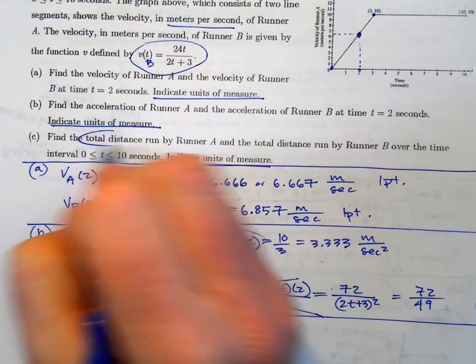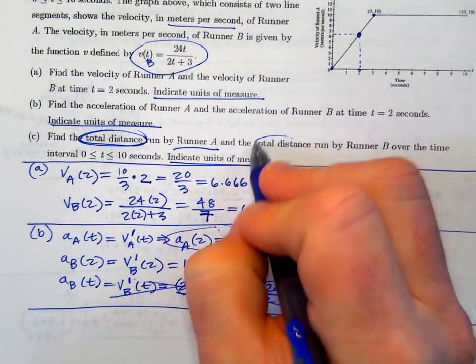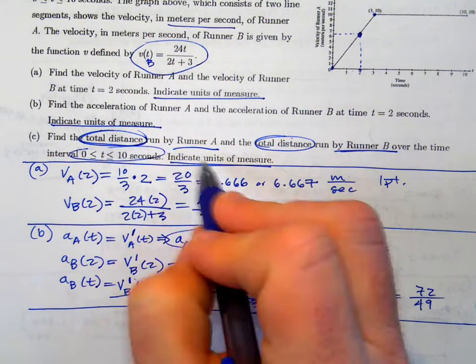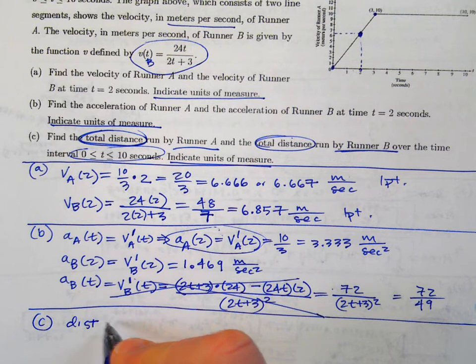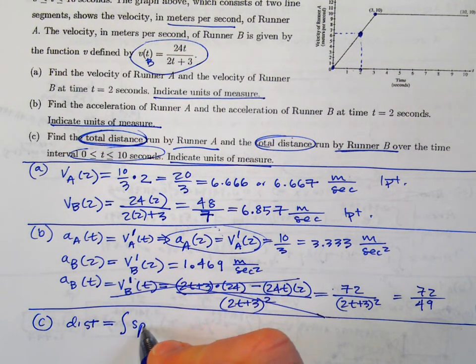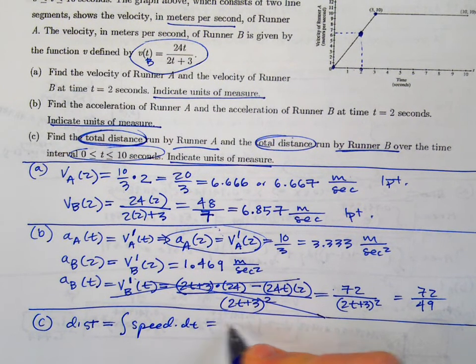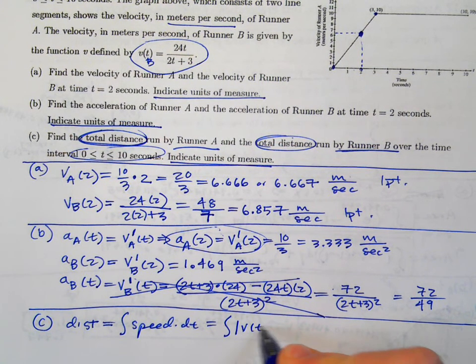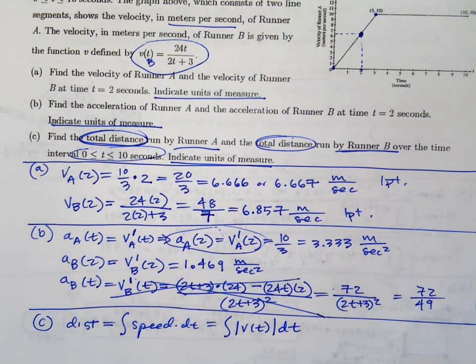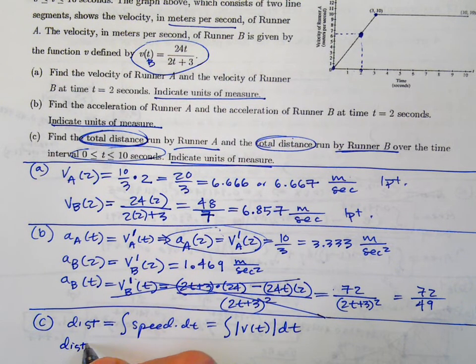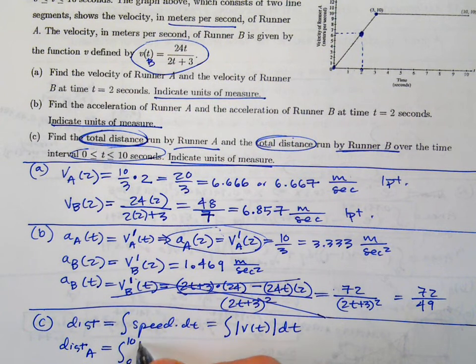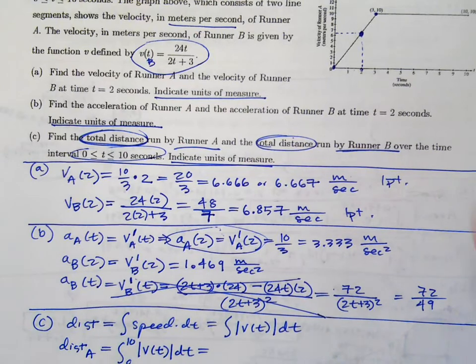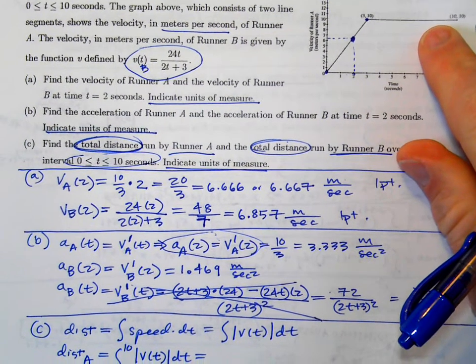Find the total distance of runner A and the total distance of runner B over the time interval 0 to 10 seconds, and indicate units of measure. So how do we find total distance for one-dimensional motion? We integrate the speed, which is the integral of the absolute value of velocity, right? And so if we want the distance for A, we're going to integrate from 0 to 10, and it's going to be the integral of the absolute value of the velocity, which for A, we have to use this graph. So how do you find the integral of this graph?